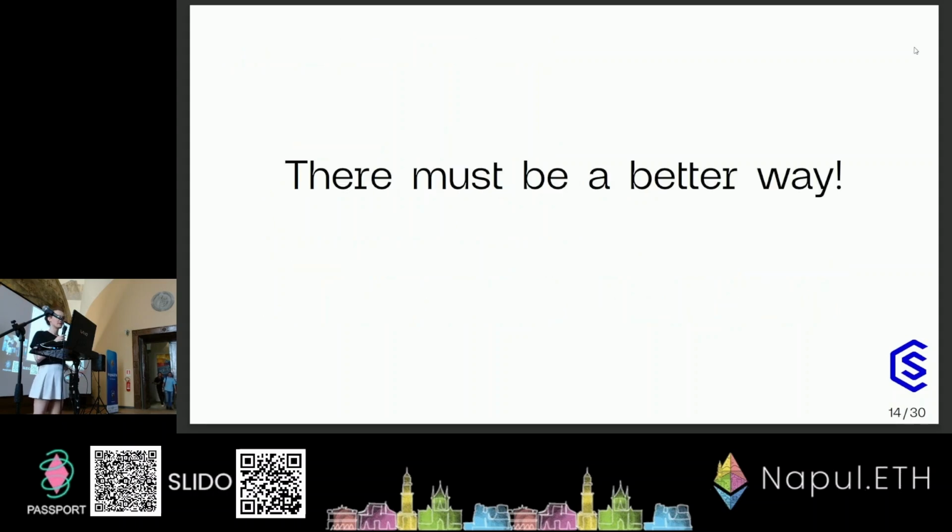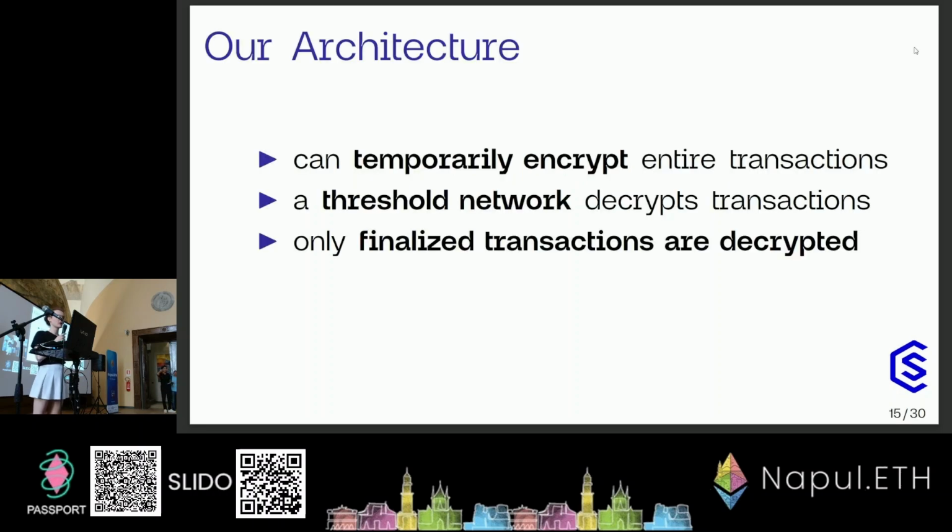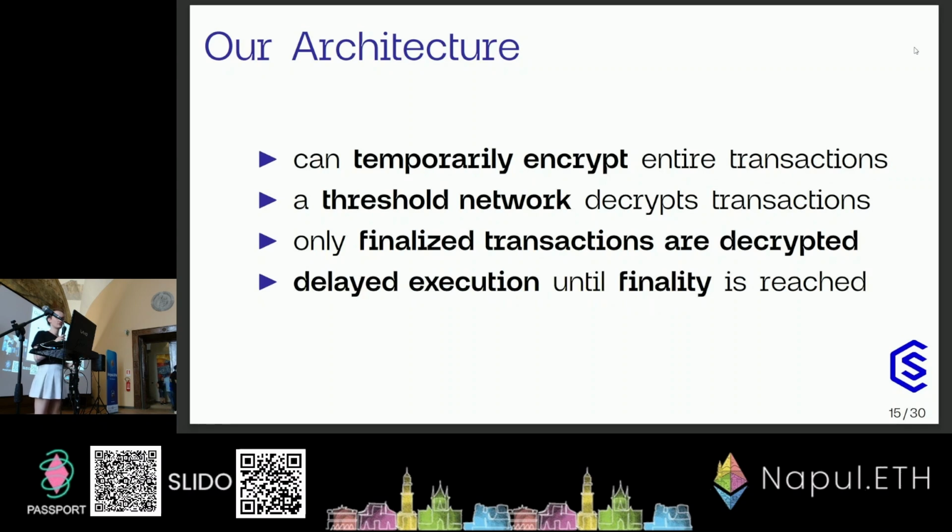And so what we've been building for, I think, the last year or so is a new architecture for blockchain, where we say, okay, every transaction you can opt into temporarily encrypting your transaction, and there's a threshold network which is able to decrypt them. They have the policy that they only decrypt finalized transactions so that they are already set in the blockchain and they cannot be removed or reorganized. Now this has the consequence that we need to delay the execution of these transactions until they are decrypted, which on Ethereum, for example, could be up to 12 minutes, but we'll come back to that later.